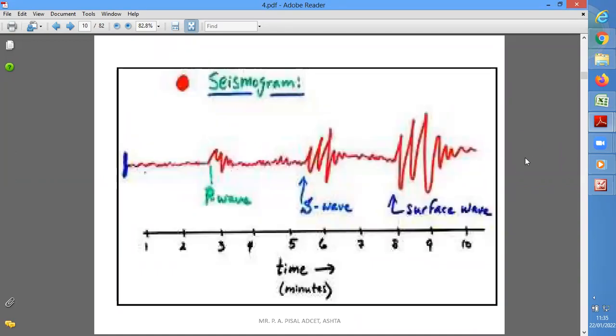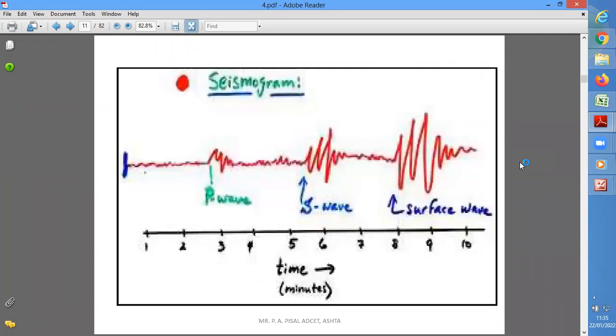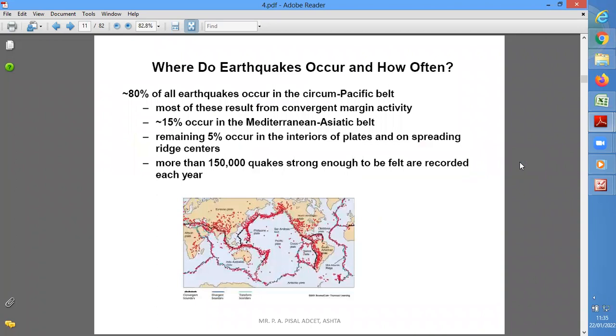So have you understood the meaning of seismograph and seismogram? Have you got the difference between these two? Okay. So the next point we are going to discuss now: where do earthquakes occur and how often?